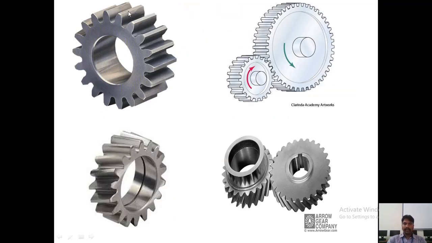The first figure shows the typical spur gear, where the face of the teeth is parallel to the axis of rotation. The second figure shows the helical gear, where the face of the teeth is inclined at an angle with respect to the axis of rotation of the gear. This angle is known as the helix angle.